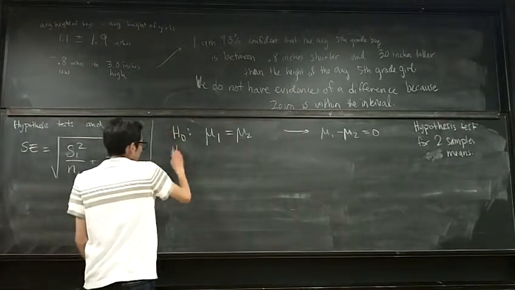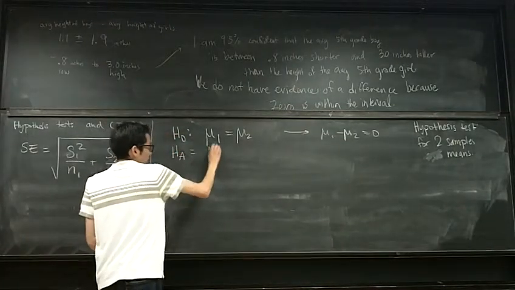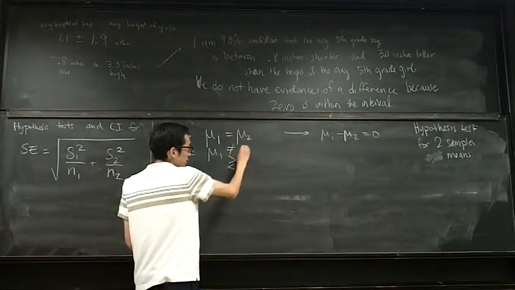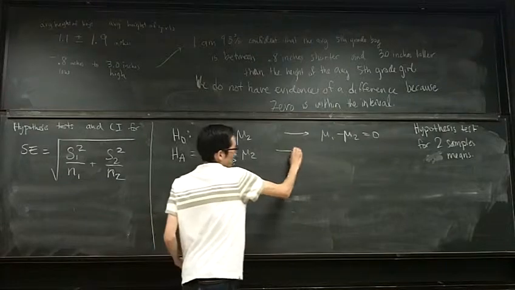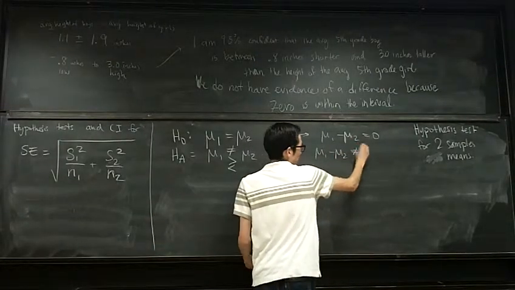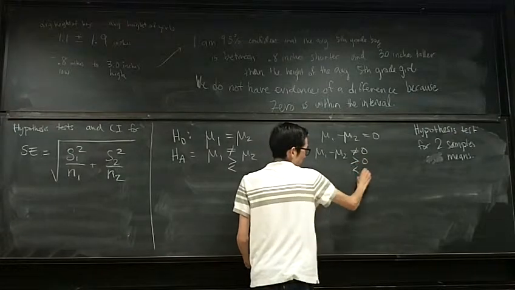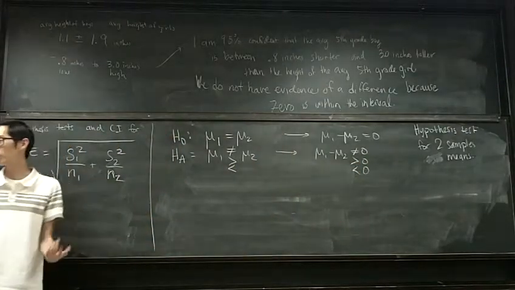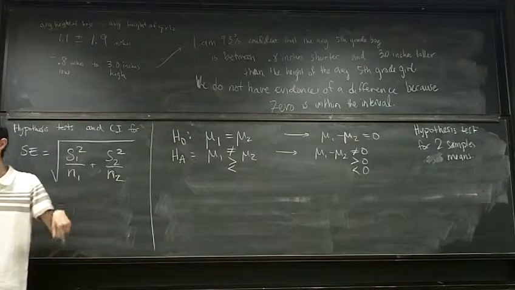The alternative, okay, you have a choice. It could be not equal to, it could be greater than, it could be less than mu2, or equivalently, mu1 minus mu2 is not equal to 0, or greater than 0, or less than 0, right? And that decides if you multiply things by 2 or leave them as is.